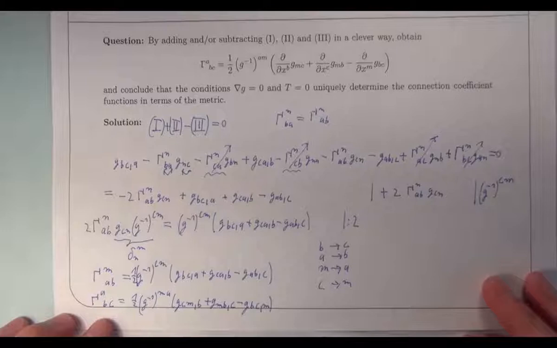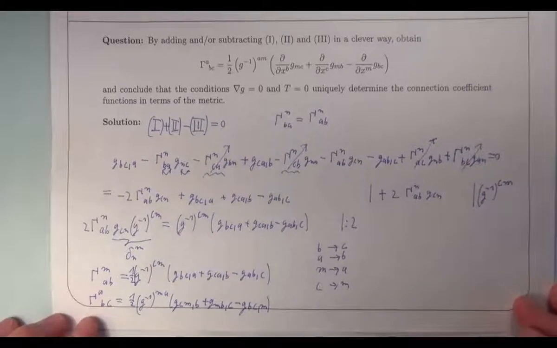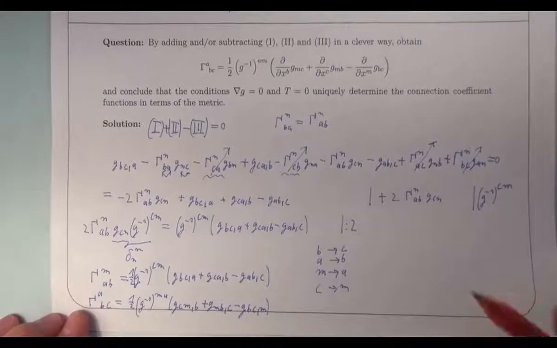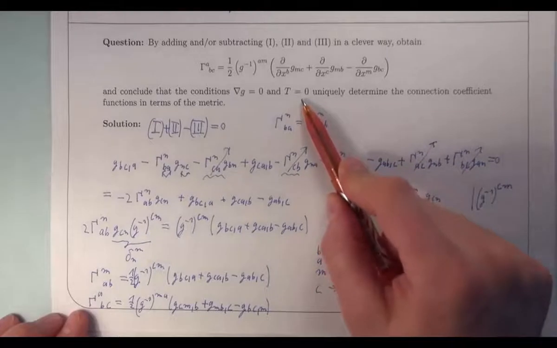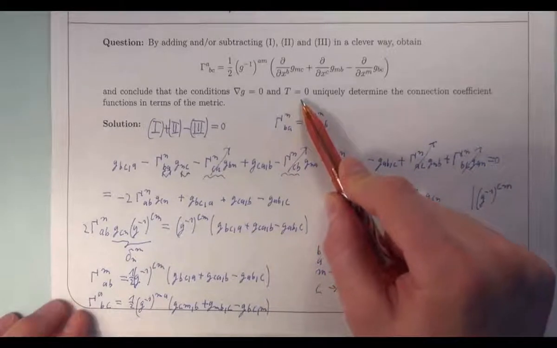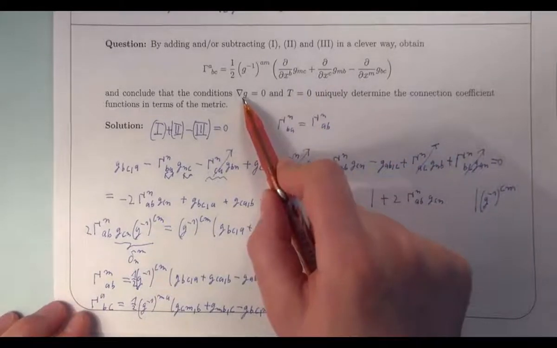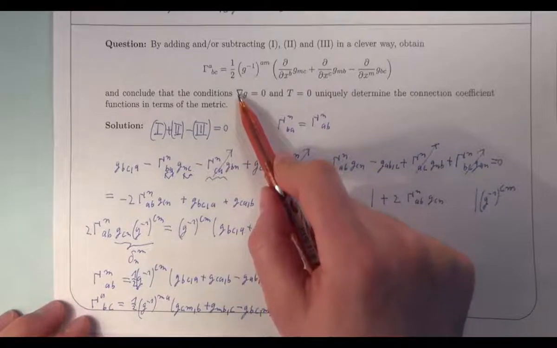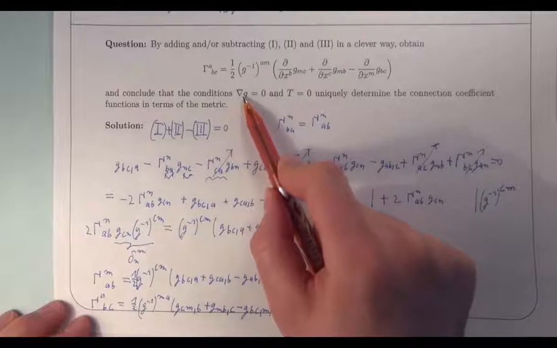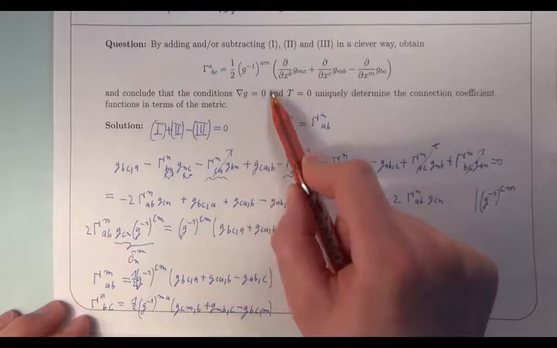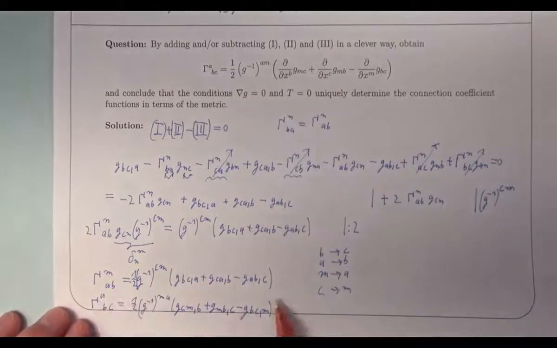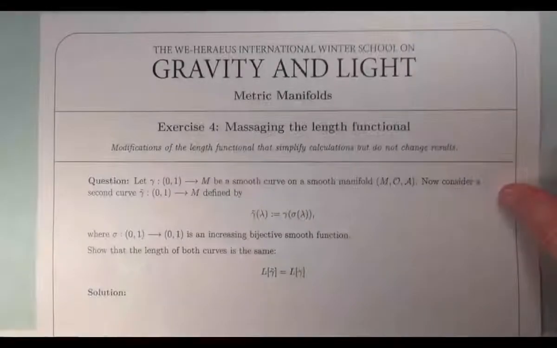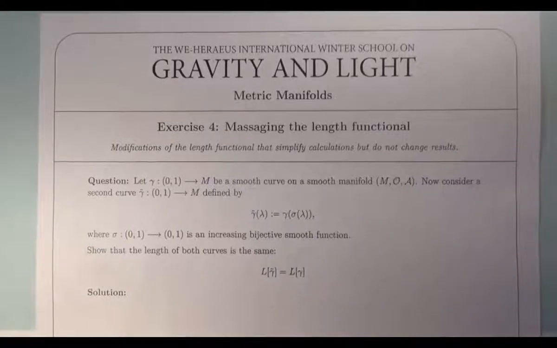Therefore, this problem is finished, and we see that from the condition that we have a torsion-free affine connection, and we also have the compatibility criterion that the covariant derivative of g with respect to any vector field is 0, this yields directly the connection coefficients of the Levi-Civita connection. We continue with exercise 4 on metric manifolds.